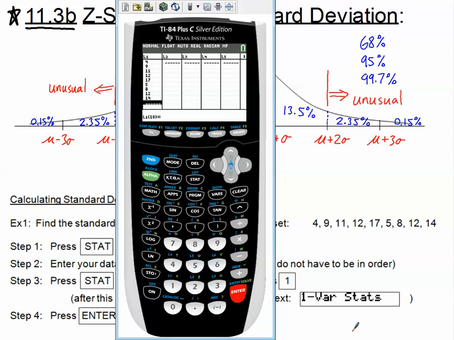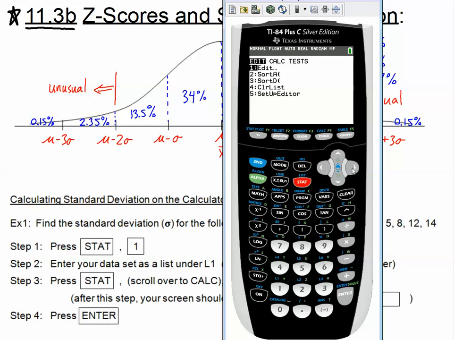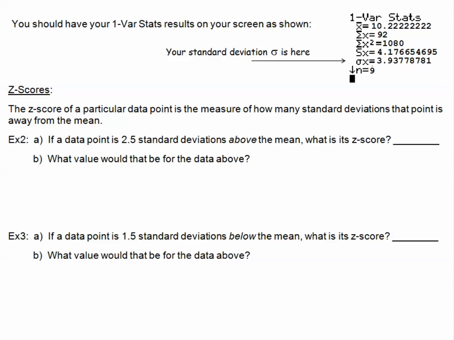Okay, great. So here's all of our data, and I've already double checked my data. Hopefully you have done that as well. We've entered all of our data into list 1. Now we're going to press stat, and scroll over to calculate, and hit 1 again, which is one variable stats. It says that all the data is in list 1, and we're going to go down to calculate. This calculates all of our one variable statistics. So what our screen now looks like is right here.